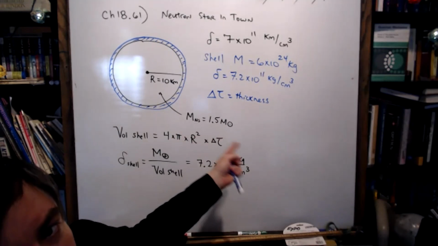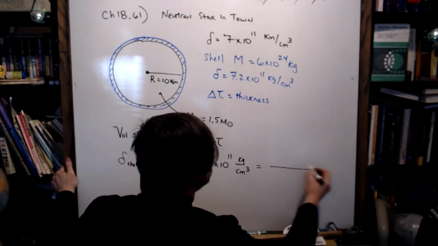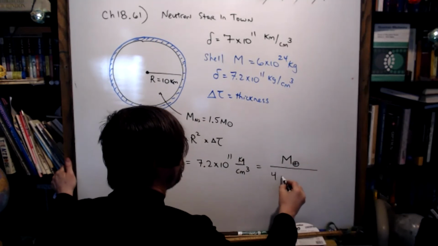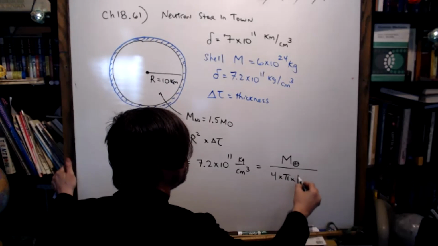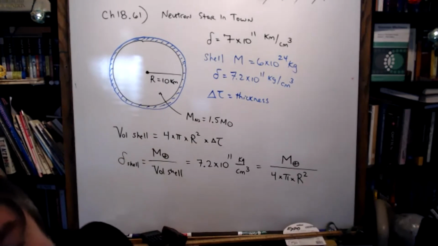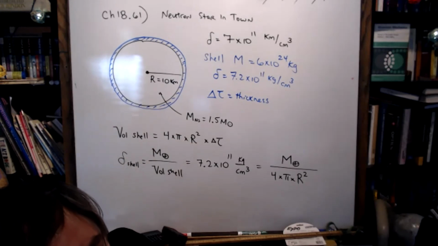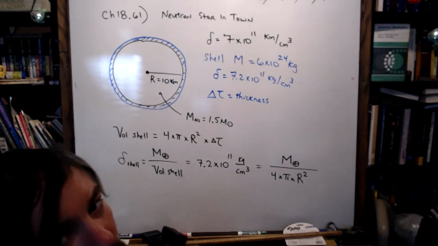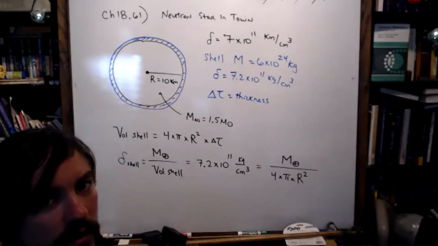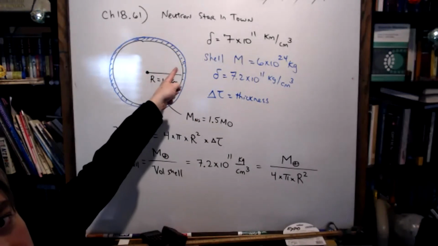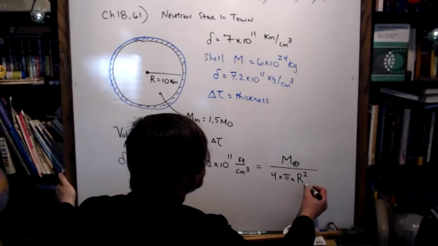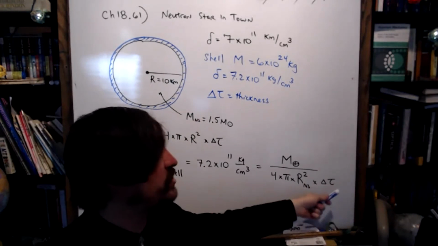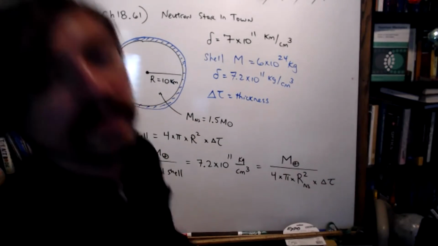I can now substitute in the equation for the volume of a shell to get the mass of Earth divided by 4 times pi. What radius am I using? The radius of the neutron star or the radius of Earth? The star. Right, because this is the thing that you're being compressed to, and you're expanding it by a teeny bit. Very good. This is the radius of the neutron star times the delta T, the thickness. And we're trying to solve for the delta T, the thickness of our Earth layer.